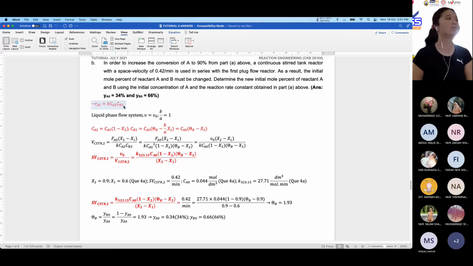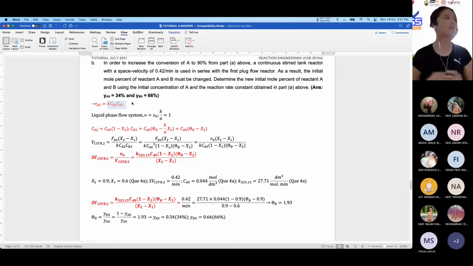Sebab tu saya akan tulis rate law dia sebagai K CA2 CB2. Okay, dah. Kalau tadi soalan pertama tu KCACB kan? Okay, maknanya dia refer kepada reaktan pertama sajalah sebab tak ada reaktan kedua. Tapi bila ada reaktan kedua, kamu dah kena clearly clarify as K CA2 CB2. Means CA2 CB2 merujuk kepada its concentration of A and B in the second reactor.